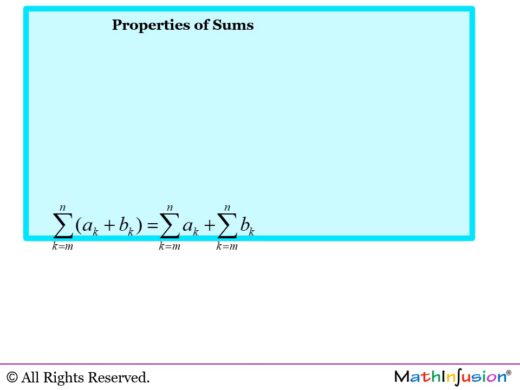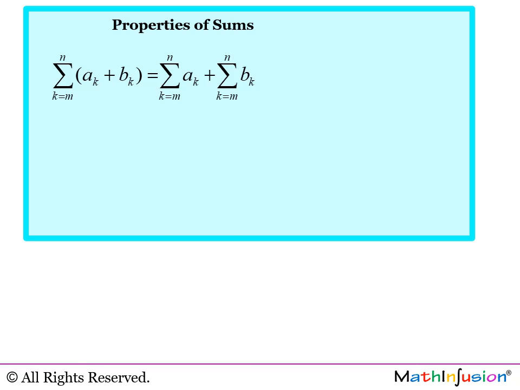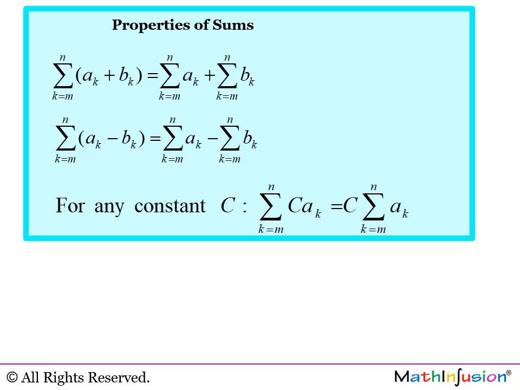Properties of sums. The sum of a sub k plus b sub k equals the sum of a sub k plus the sum of b sub k. Here is the twin for the difference. And here is what you do if you have to sum a constant times a sub k: this equals the constant times the sigma of a sub k. If you put all those three properties together, you get the linearity property.